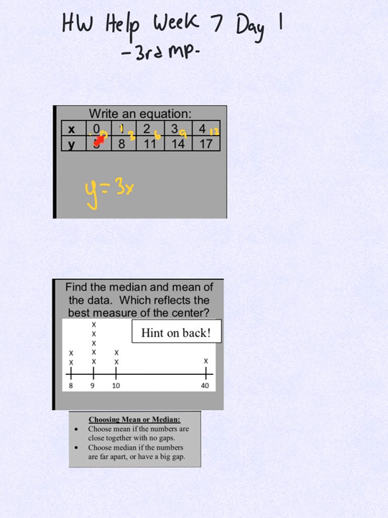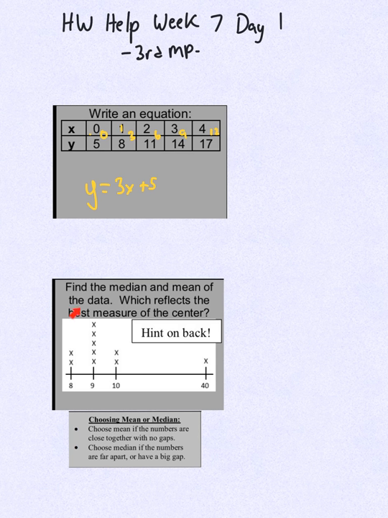So 0 plus 5 is 5. 3 plus 5 is 8. 6 plus 5 is 11. 9 plus 5 is 14. 12 plus 5 is 17. So that's the rest of our equation, plus 5. So here's what it means. To get y, you first multiply the x value by 3, and then you add 5. That works for each one. 2 times 3 is 6, plus 5 is 11. All right, that's your equation.